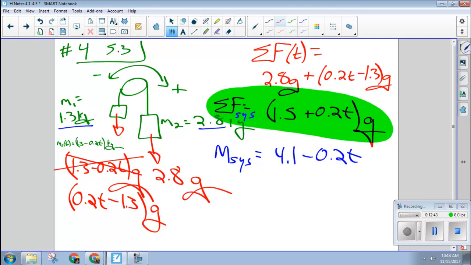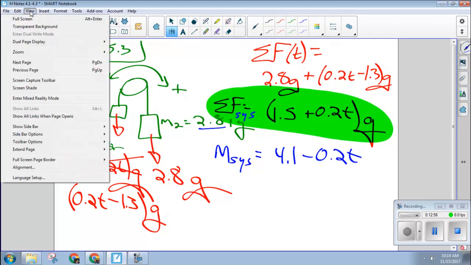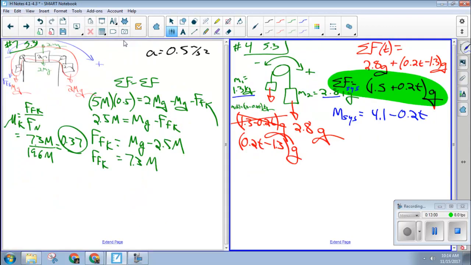Follow? Do you guys agree that that is the system, the mass of the system that's accelerating at any given time? Cool? So, yes, we're going to get to that in just a second.